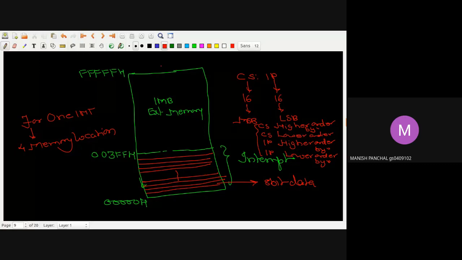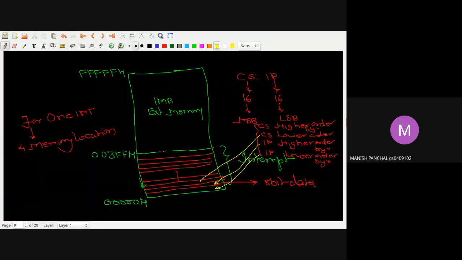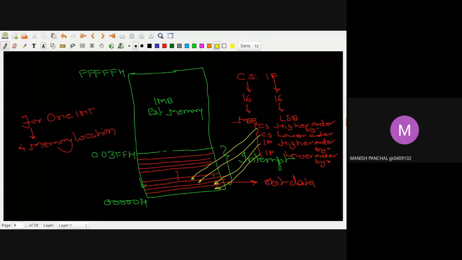So where will this value be stored? On the first memory location, this IP lower order byte will be stored here. I will suggest this one here. This is stored like this. Okay, here the CS lower order byte will be stored, and this is here like that. Is it clear?